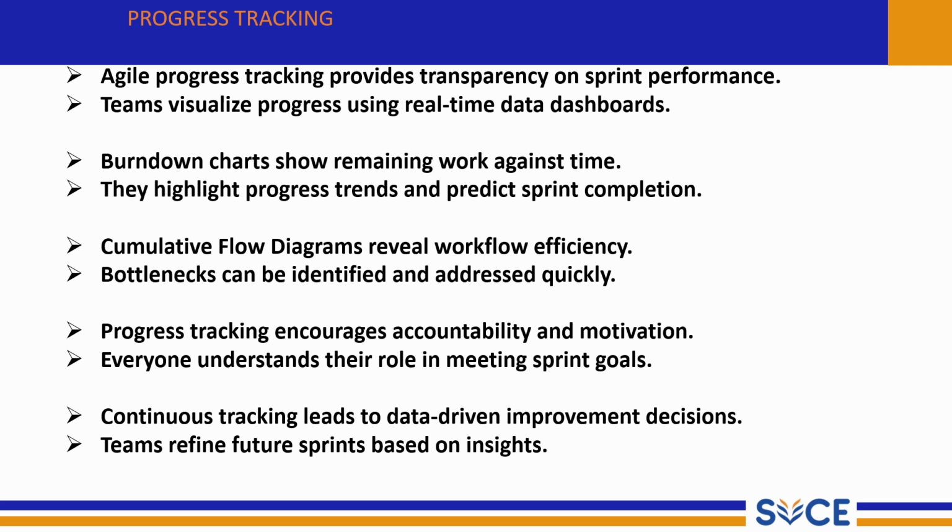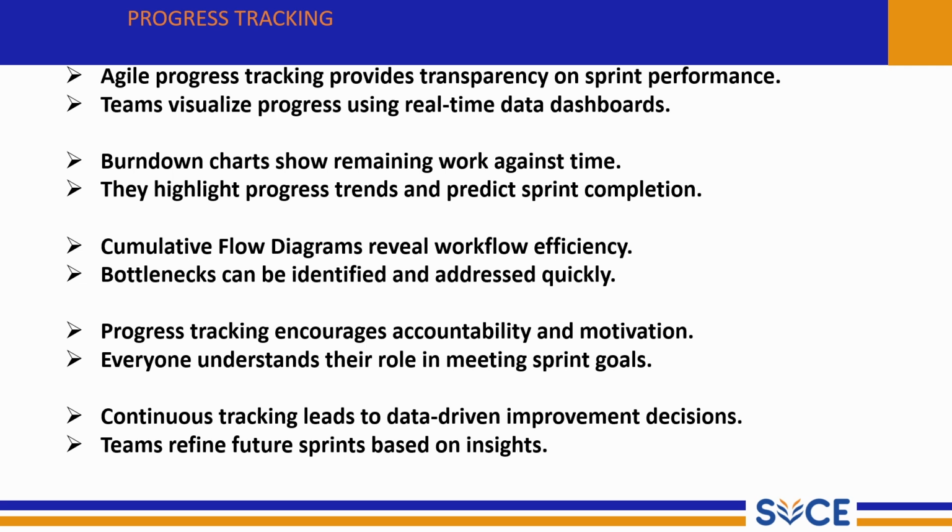A burndown chart is one of the most commonly used Agile tracking tools. It shows how much work is left and how much time is remaining in the sprint. It helps the teams immediately spot delays and slow progress. They highlight progress trends and predict the sprint completions. Burndown charts are also useful to forecast whether the team can complete all planned tasks before the sprint deadline. If the chart is flat, it means action is needed.